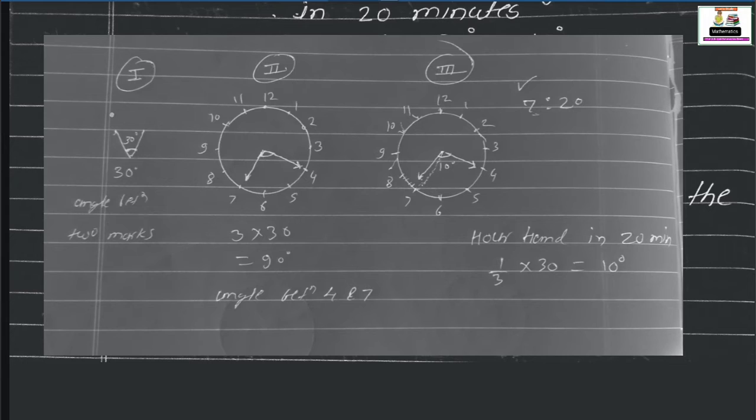This angle between two marks is 30. Here the hour hand and minute hand have 3 parts, so this is 90 degrees. We find here 3 parts. The angle between 7 and 4 is 90 degrees. Now the angle covered by the hour hand in 20 minutes is 10 degrees. Since this is 90 plus this 10, we get 100 degrees.